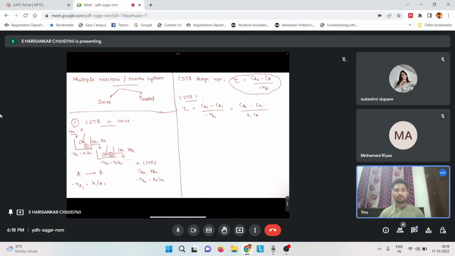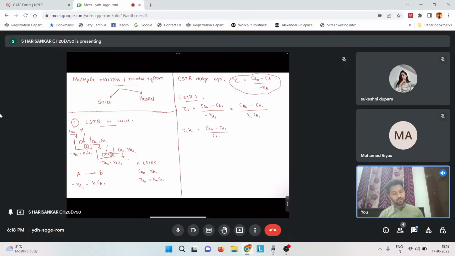Okay. So if we rearrange this a bit, we can take K1 to the left hand side, and we can write something like tau 1 K1 is equal to Ca0 minus Ca1 by Ca1.